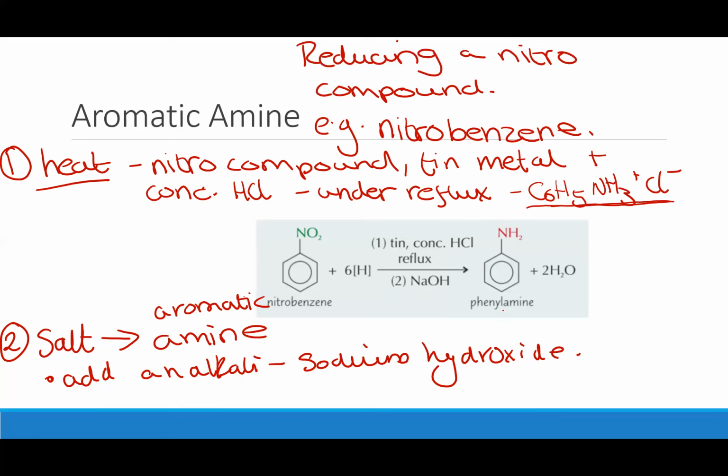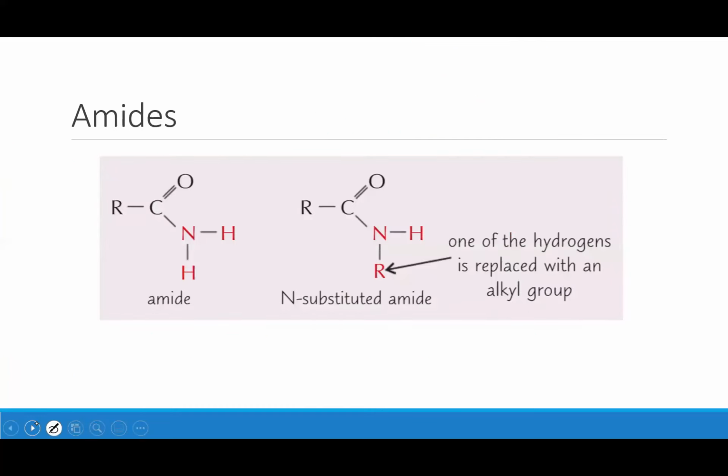So for example, phenylamine. They're useful compounds in organic synthesis, and they're used as the starting molecules for lots of dyes and pharmaceuticals. And finally, a tiny bit about amides. Amides are carboxylic acid derivatives.